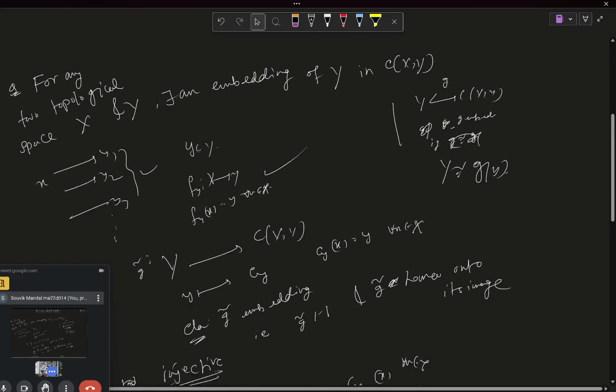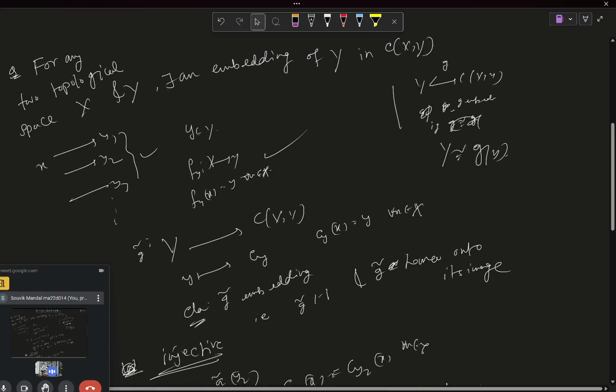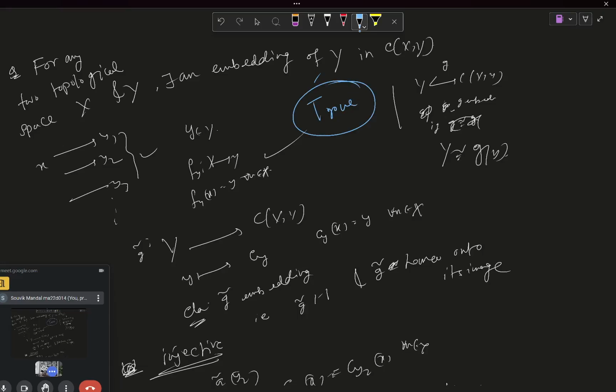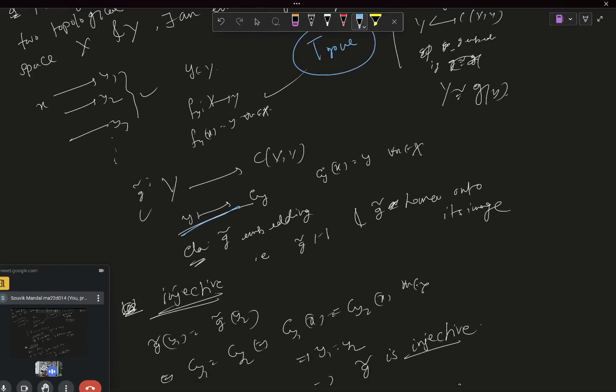So for any topological spaces X and Y, there already is an embedding of Y in C(X,Y). This is the question. You cannot answer this true or false. So the answer is true. So what is the map? So the obvious map is, for each y we choose a function from X to Y, which is the constant map at small y. Okay. So this is the function x goes to small y.